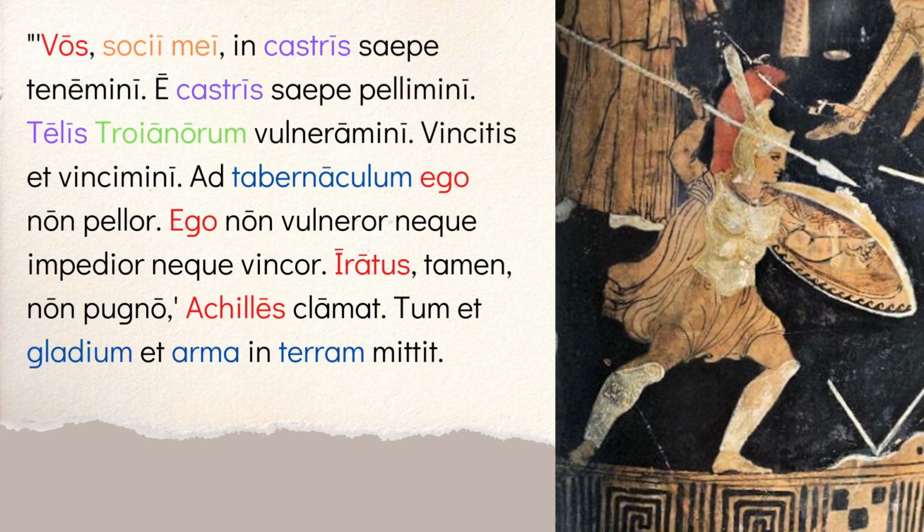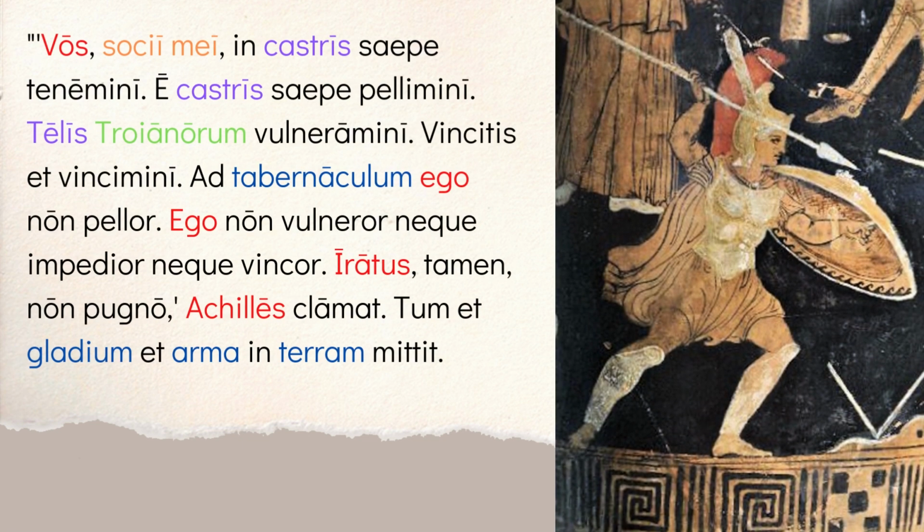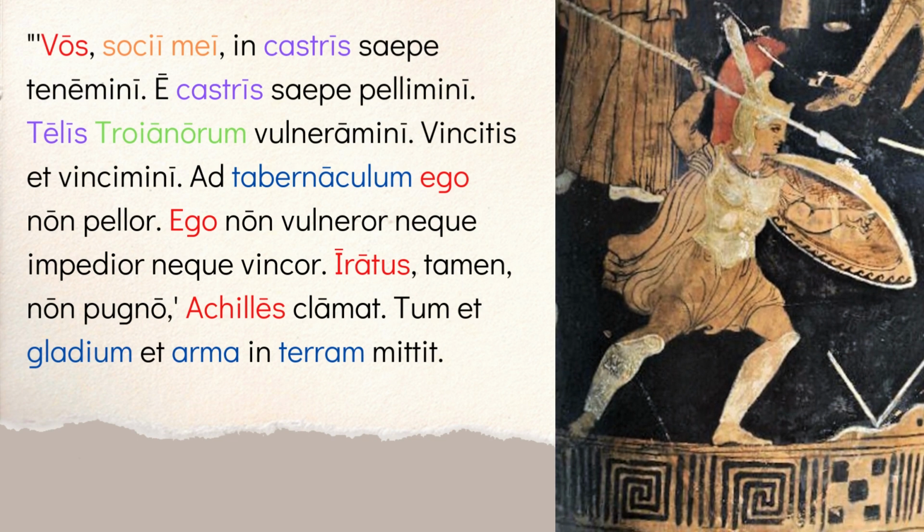Then you have Achilles' response. He says, Vos socii mei, in castris saepe tenemini. So he says, you all, my allies, my friends is kind of what it means, right? Socii mei is vocative. You, my allies, right? Often, tenemini, you are held in castris, in camp. Right, meaning you're not able to get out of your tents. A castris saepe pellimini, right? Often you are driven back from the camps, right? A castris telis Troianorum vulneramini, right? So he says you are wounded, or you are being wounded by what? Again, because it's a thing, you don't have the ablative of agent.